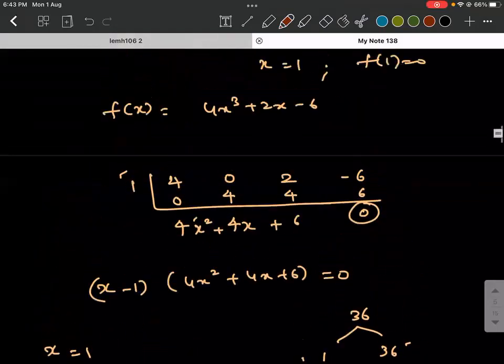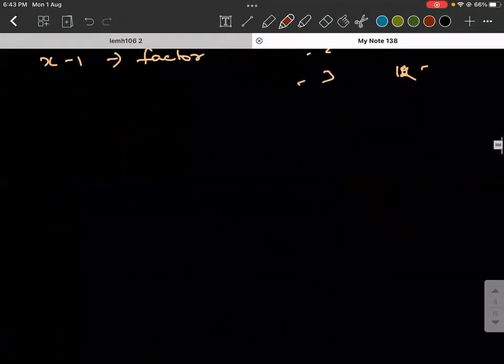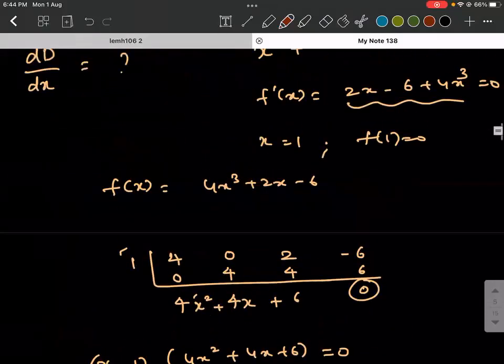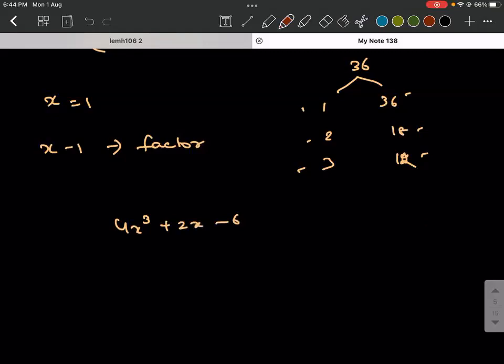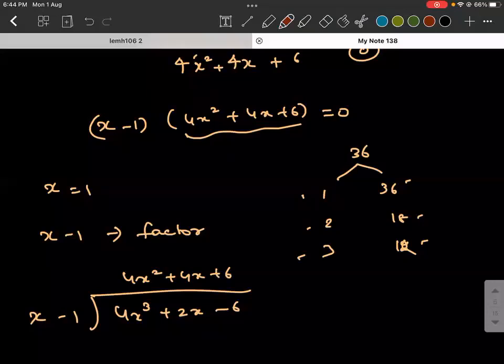So what you do is, this polynomial that you have, 4x cube plus 2x minus 6 is there, no? You're dividing that with the factor x minus 1. When you do this, you will get the quotient as 4x square plus 4x plus 6. If you want, you can check and see.